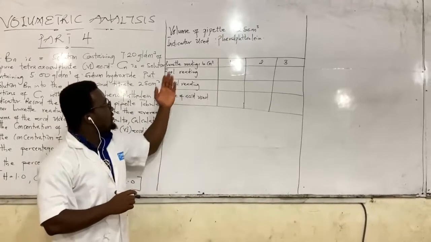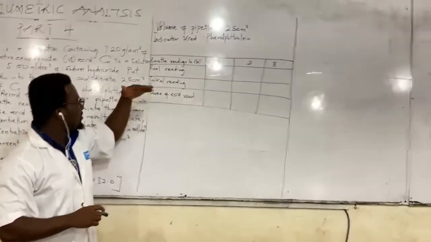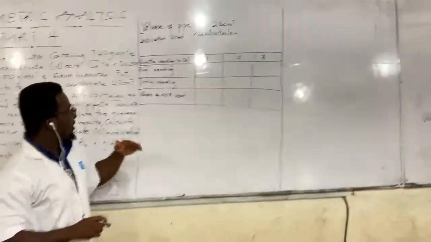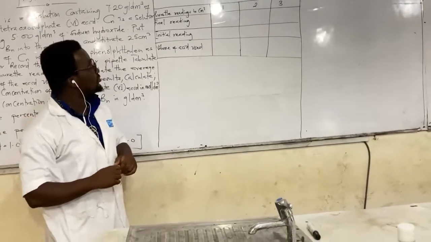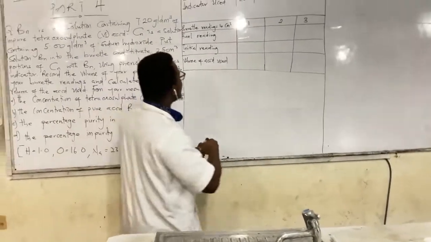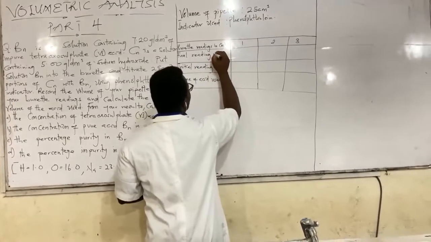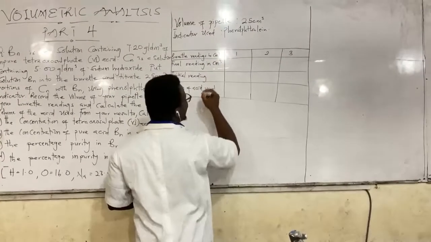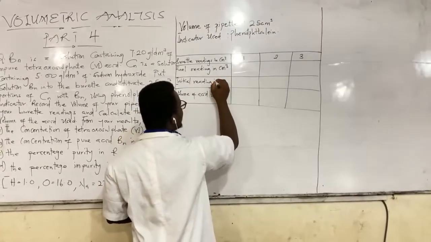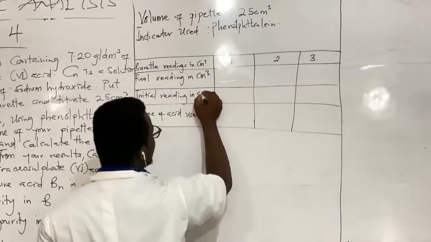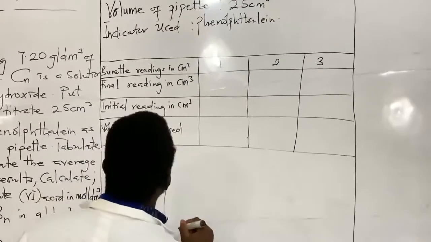So we have direct readings, final reading, initial reading, and then volume of acid used. You can add in cm³. This one in cm³.